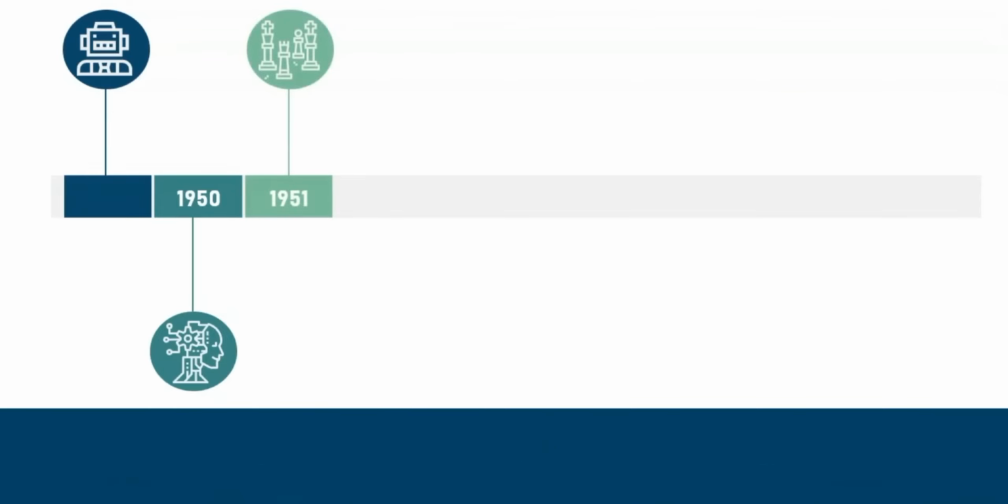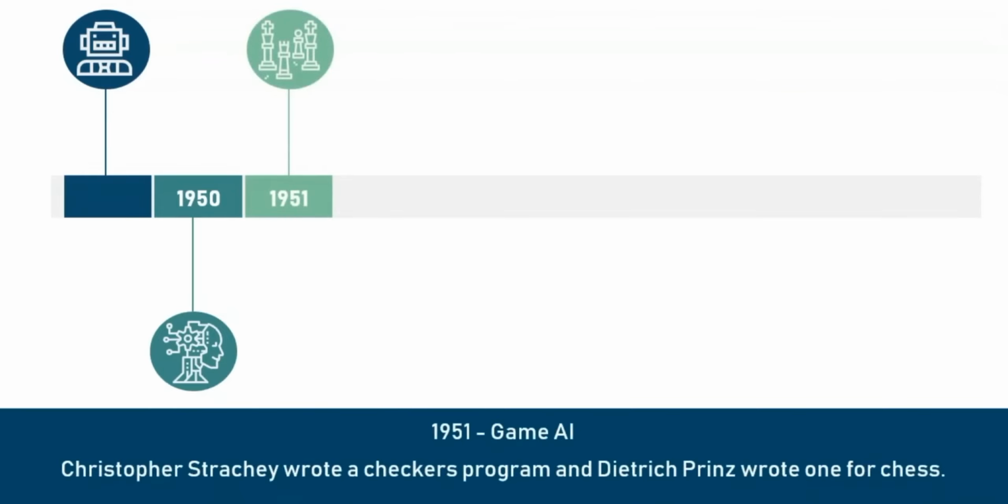Followed by this was the era of 1951. This was also known as the game AI. So in 1951, by using the Ferranti Mark I machine of the University of Manchester, a computer scientist known as Christopher Strachey wrote a checkers program, and at the same time, a program was written for chess as well.